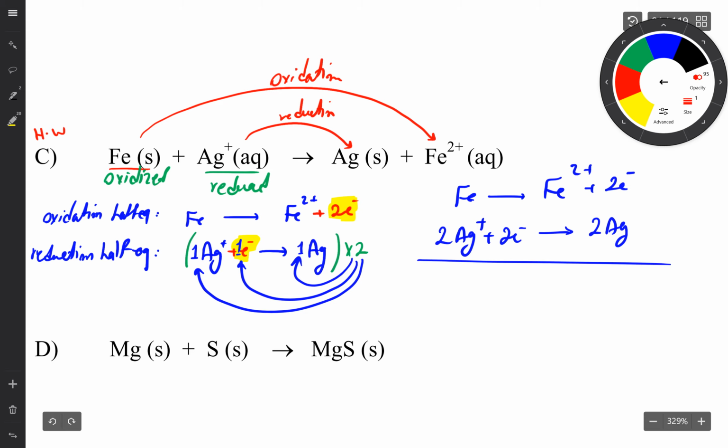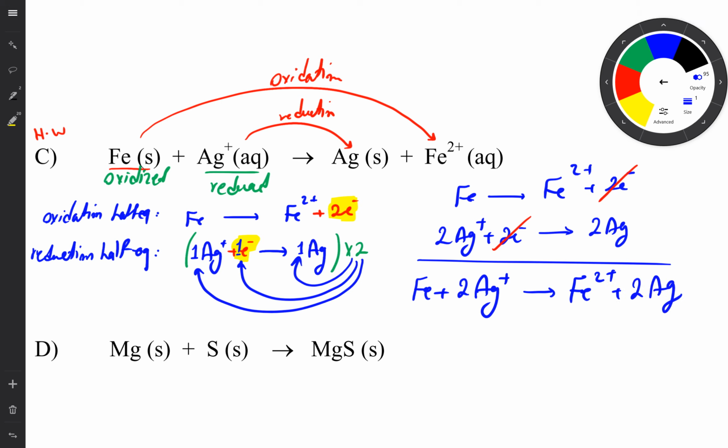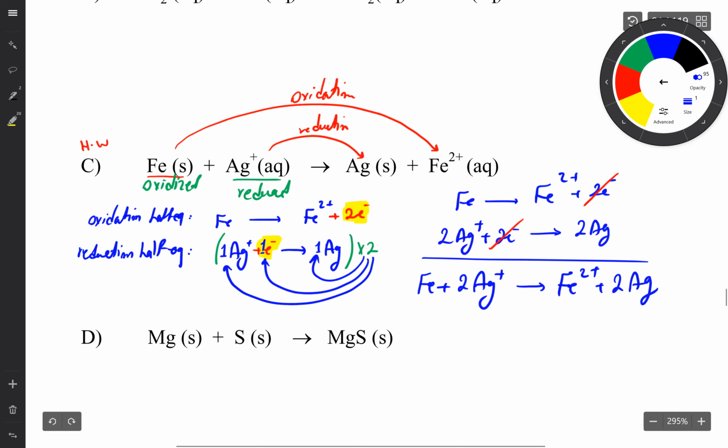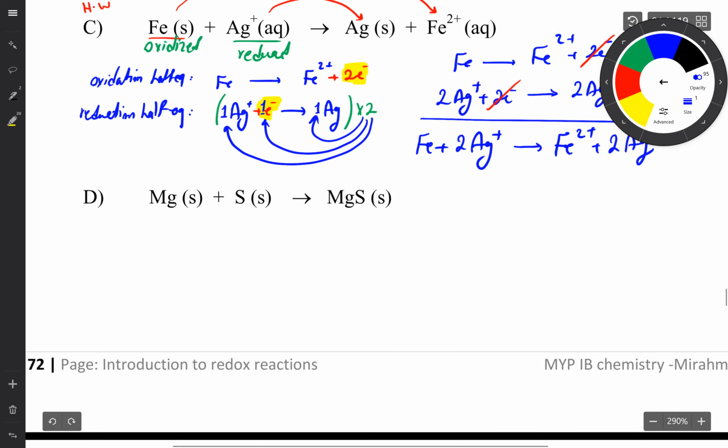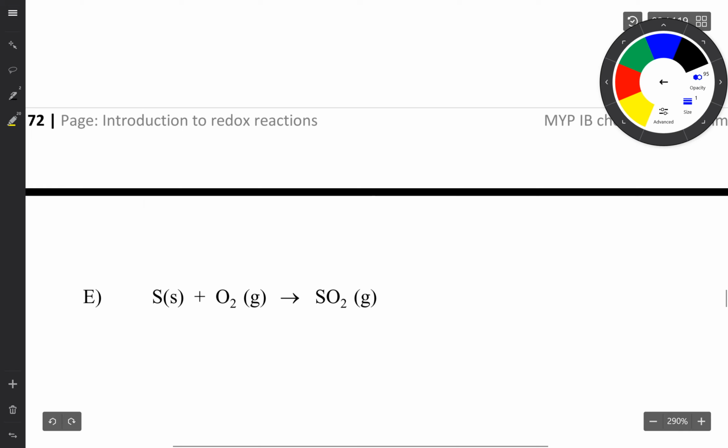We can easily add these two half equations, and the electrons in oxidation and reduction cancel out each other. So the final redox equation is Fe plus 2Ag+ gives us Fe2+ plus 2Ag. Okay, so let's move on to the next homework.